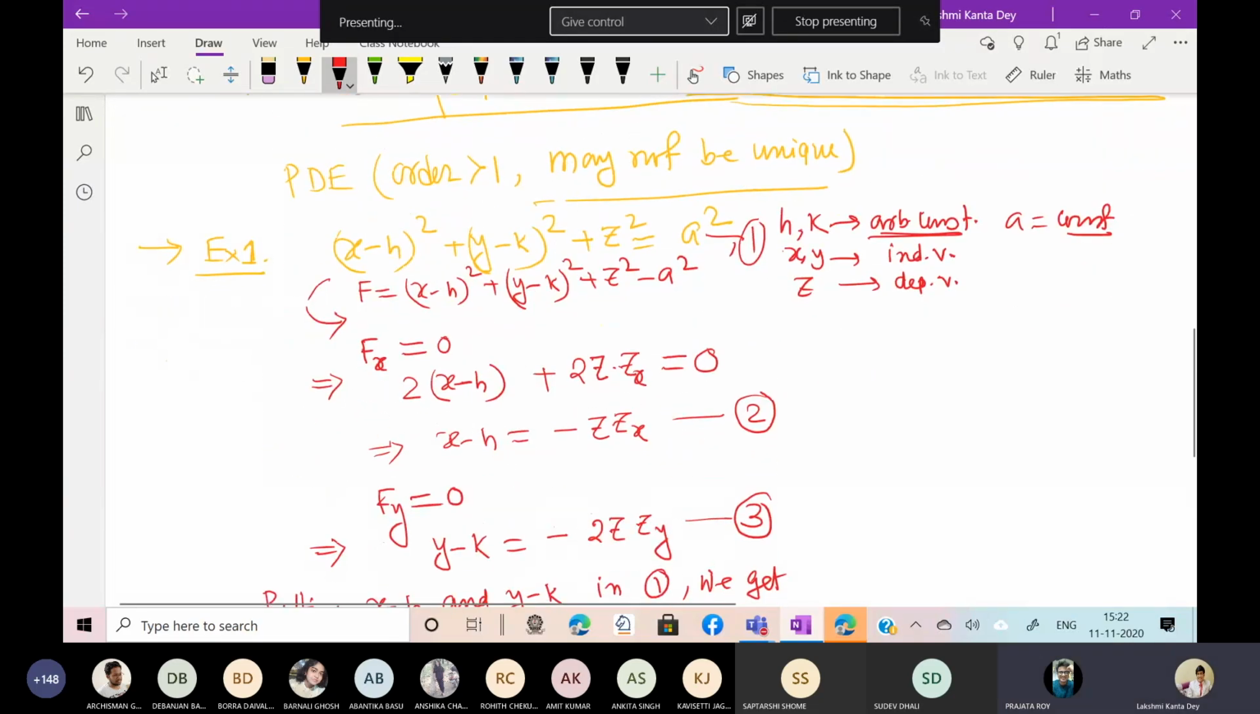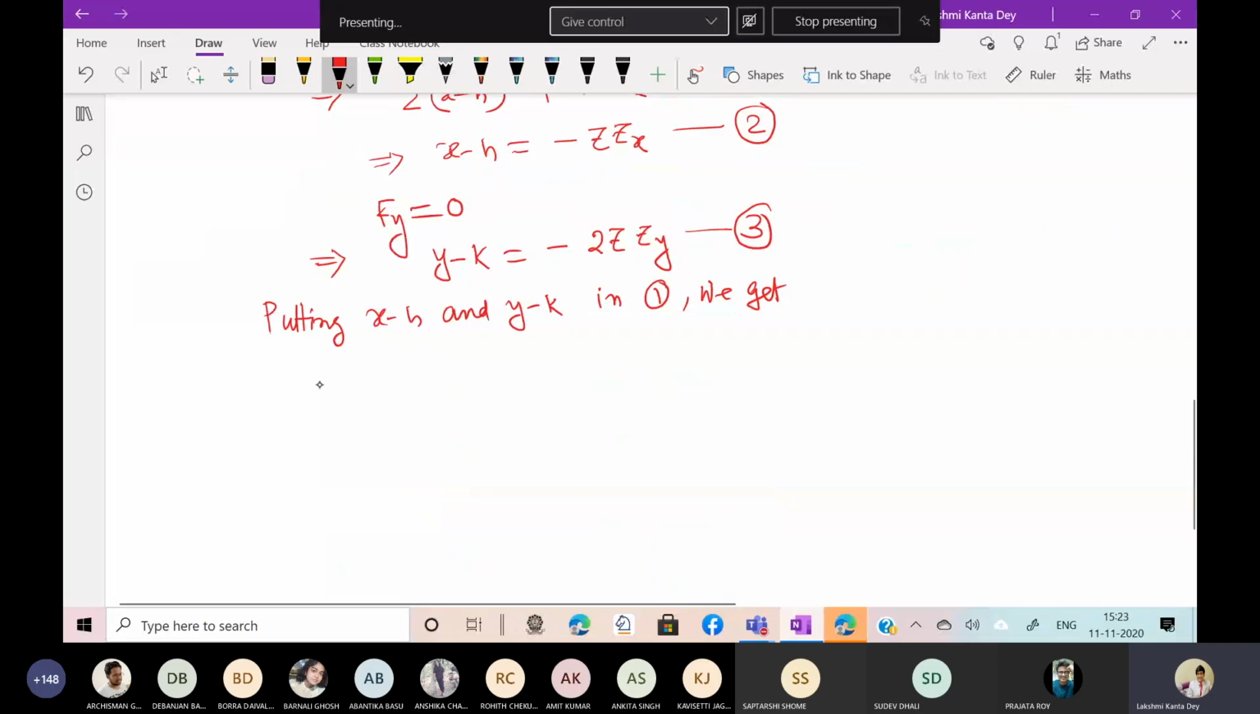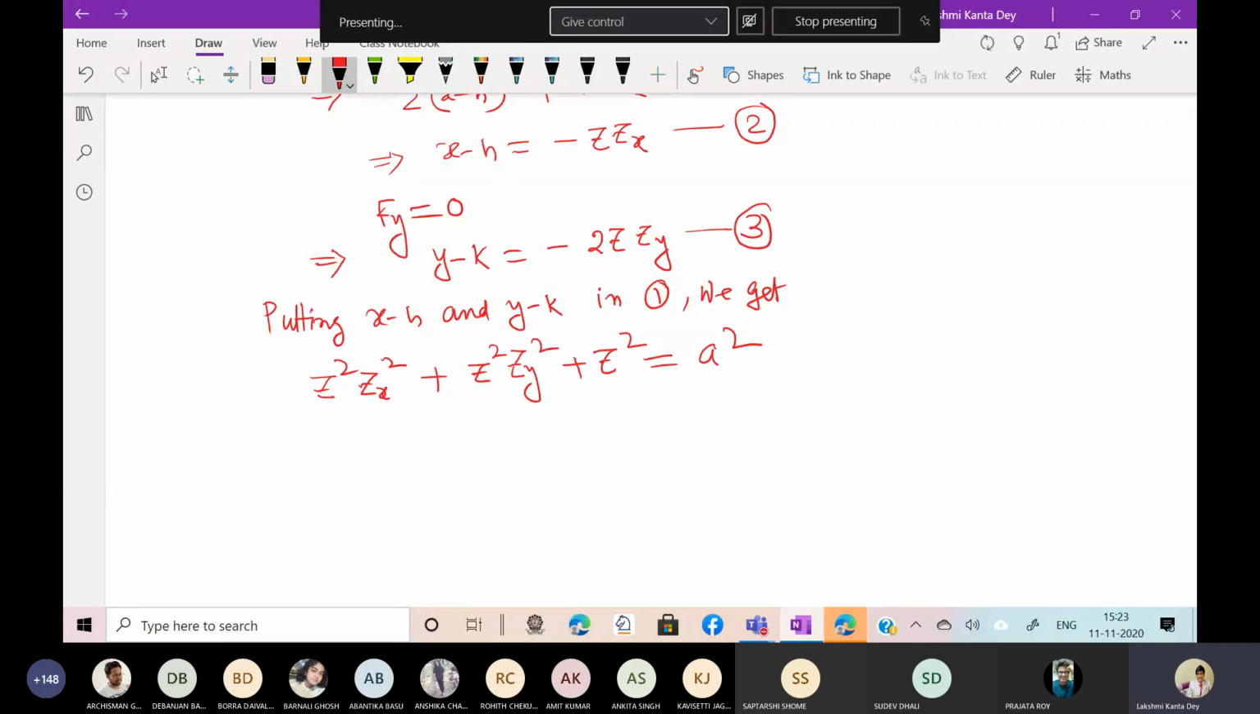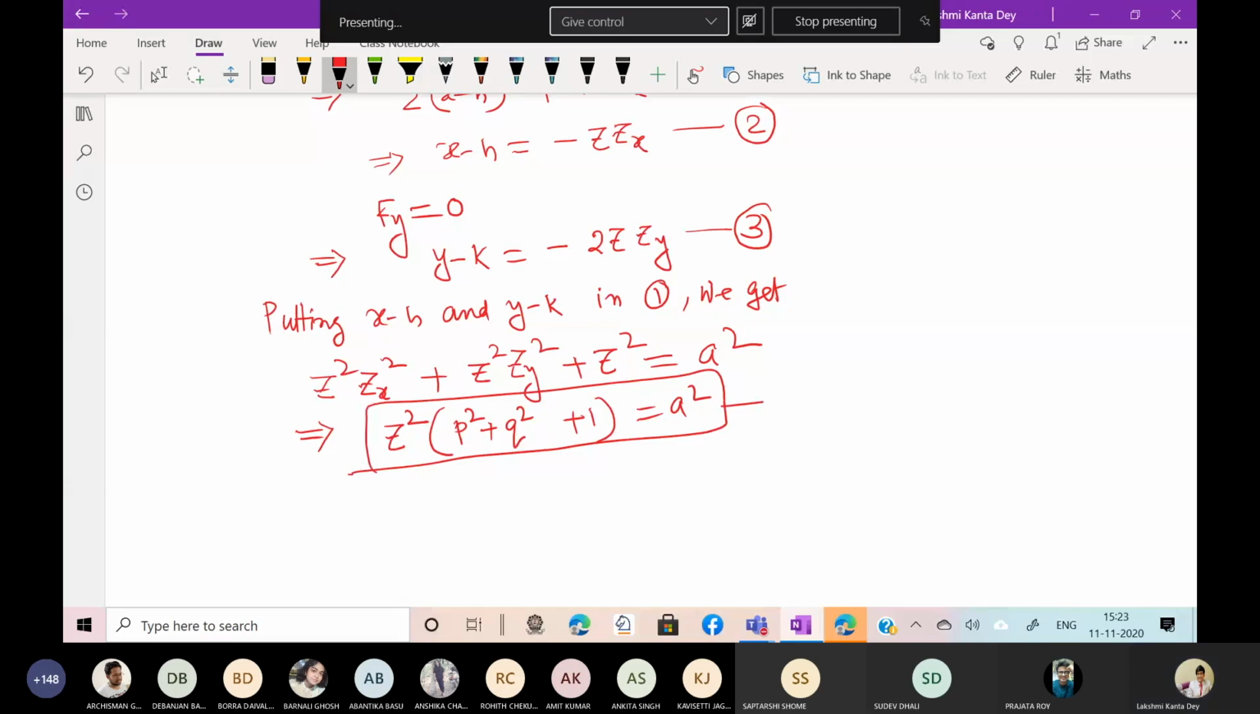Let's check what it is. Square z square equal to a square. This is z square z x square plus z square z y square plus z square is equal to a square. So this is your partial differential equation. Taking z square common, z x is normally p, so p square plus q square plus 1 is equal to a square over z square. This is your given PDE. Okay, so we are done.